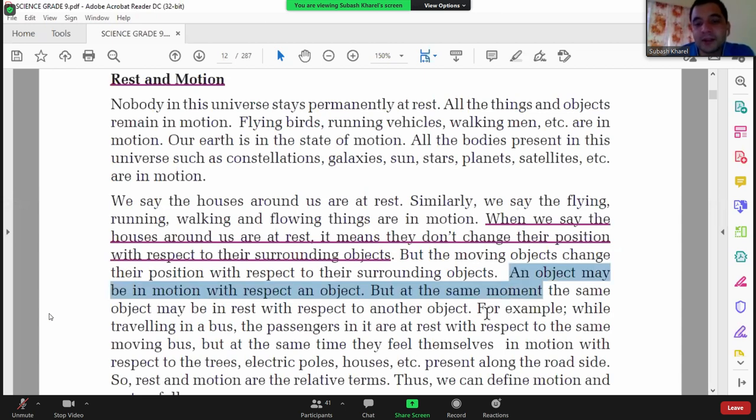के भन्न खोजेको यो स्टेटमेन्टमा त: an object may be in motion with respect to an object but at the same moment the object may be in rest with respect to another object. What does it mean? Do you understand clearly? एउटै अब्जेक्ट पनि रेस्ट र मोसनमा हुन सक्दो रहेछ कि रहेन छ? रहेछ। What is the example of such types of object?